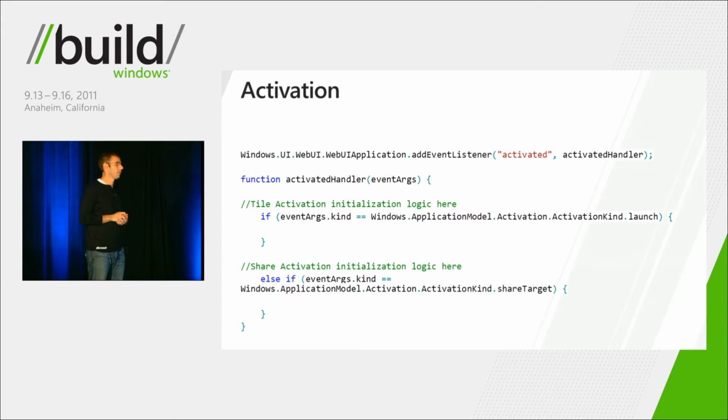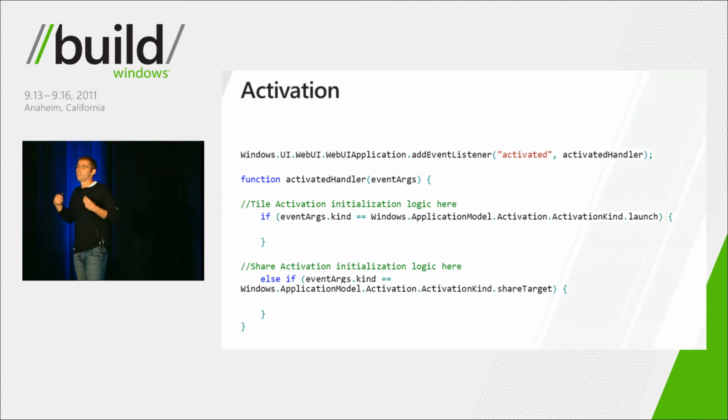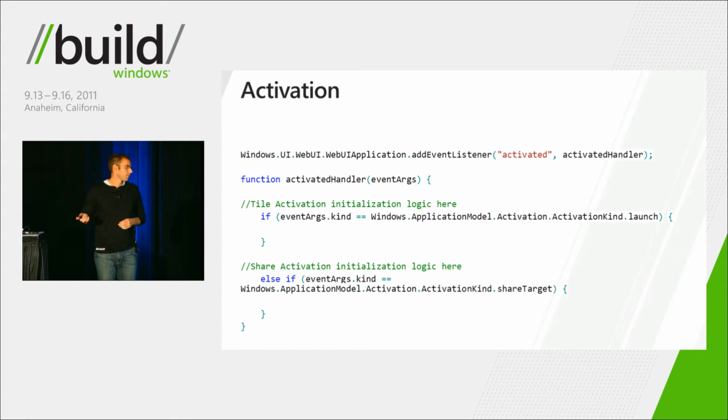There are some other interesting properties on the event args as well. One is a property that we call previous execution state. And this will tell your application that it crashed the last time the user tried to use it. I'll talk about that in a couple of minutes.